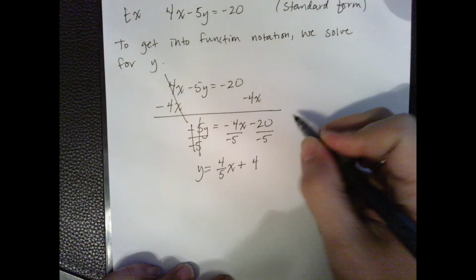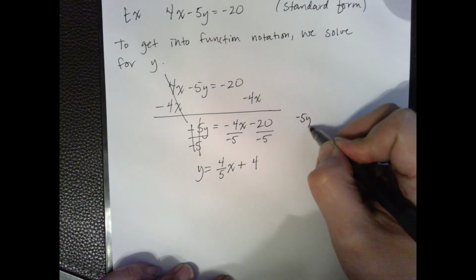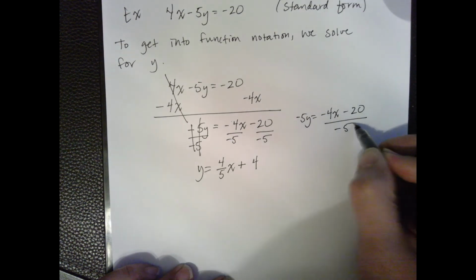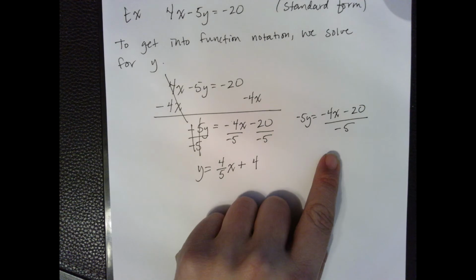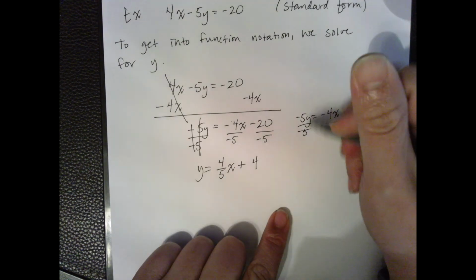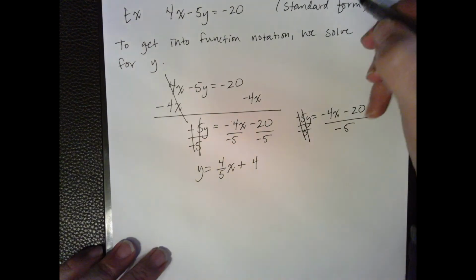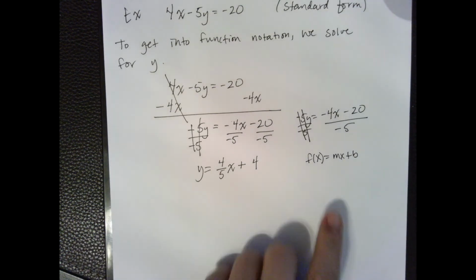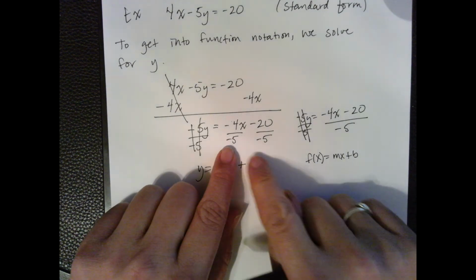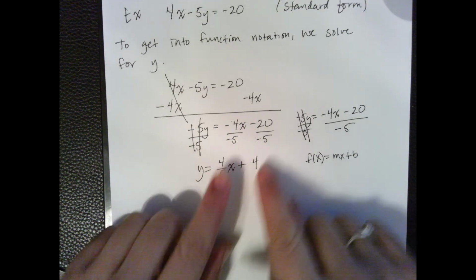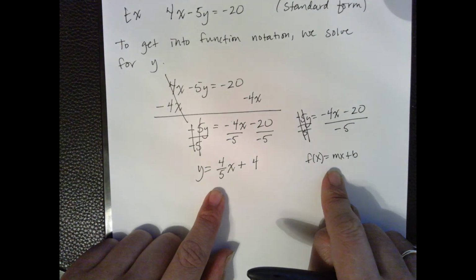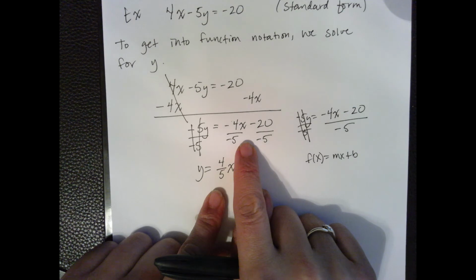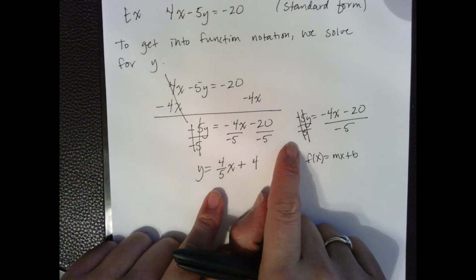Now, you could have had negative 5y equals negative 4x minus 20 and then divided the entire thing by negative 5. But that doesn't really help us find the notation f of x equals mx plus b. Okay. So if we divide each term individually by negative 5, then we do end up with something that looks more like function notation. Okay. So while this is valid, it's much better to divide each term individually.